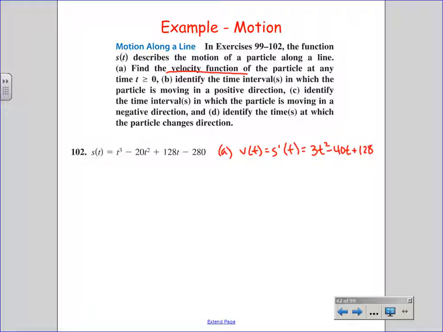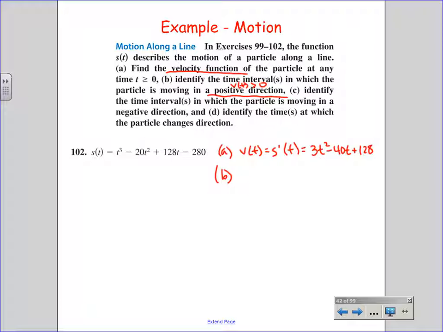Can I pull out a 3? No. I can't, right? Ugh, that's sad. Okay, but I find the velocity, aka the first derivative. Letter B says, identify the time intervals in which the particle is moving in a positive direction. What? Time interval? That sounds like a sign chart, but positive direction, what does that mean? Where the position is increasing, aka where the velocity is positive. It's the same thing as a sign chart.